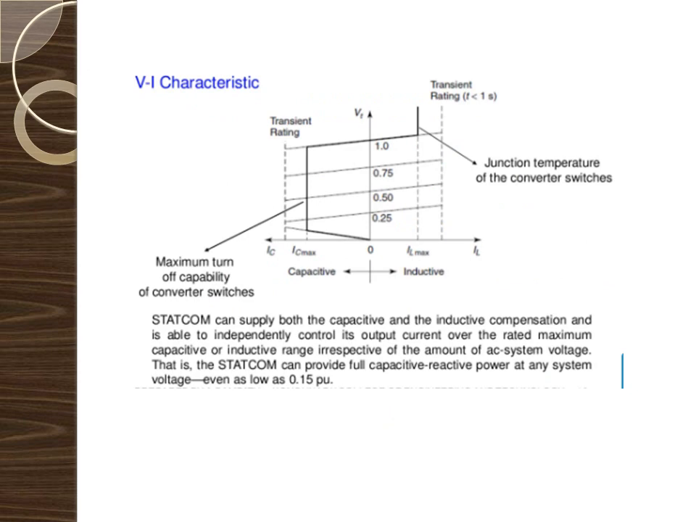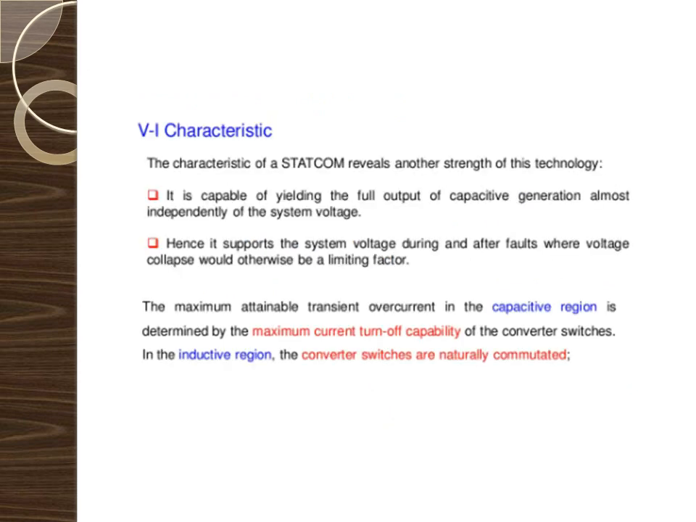So this is the VI characteristic of STATCOM. The characteristics of the STATCOM reveal another strength of this technology. It is capable of delivering the full output of capacitive generation almost independently of the system voltage. Hence it supports the system voltage during and after a fault where voltage collapse would otherwise be the limiting factor. The maximum attainable transient over current in the capacitive region is determined by the maximum current turn off capability.